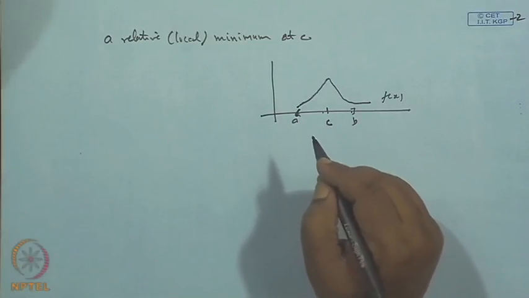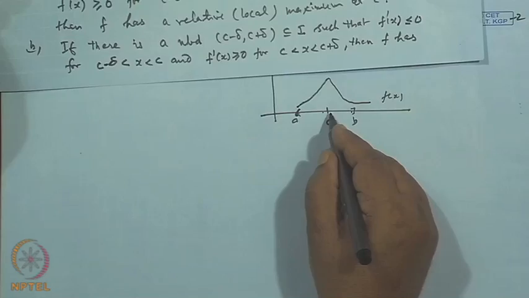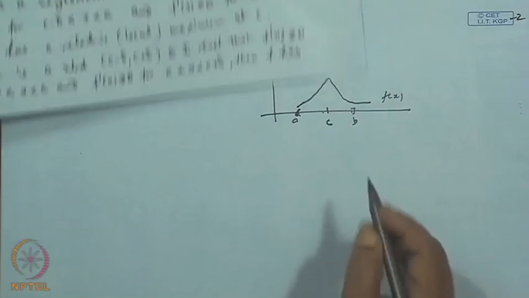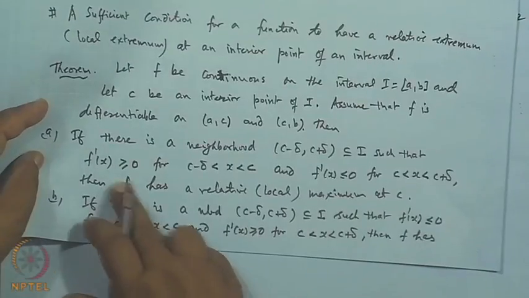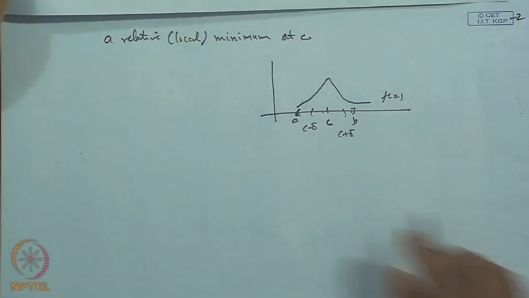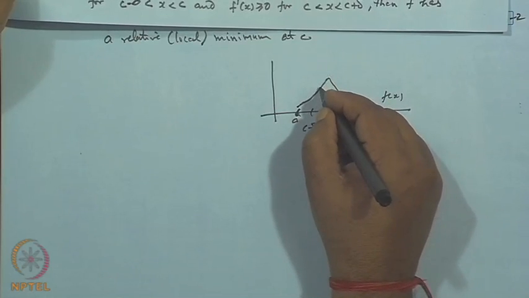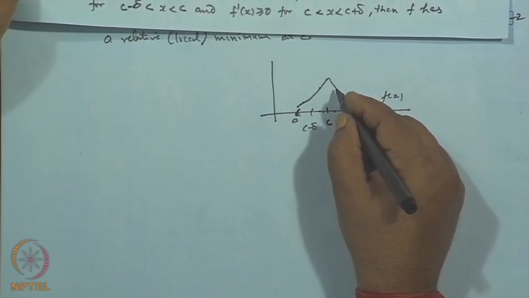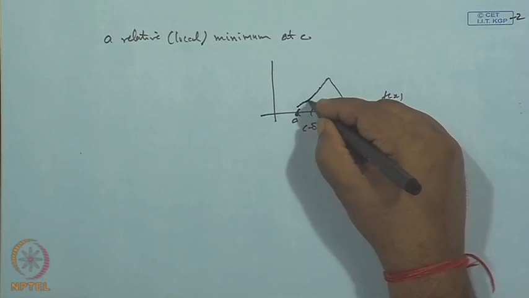And then what it says is, if there is a neighborhood around the point, say C minus delta, C plus delta, in this neighborhood, if the function behaves like this, if the derivative of the function at this point is non-negative, while the derivative at this point is non-positive, then the point C will correspond to the maximum point. Let us see why.